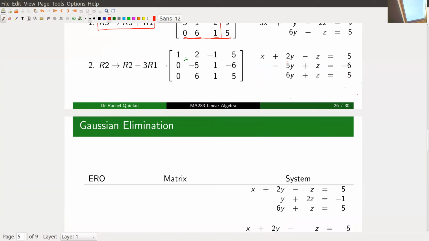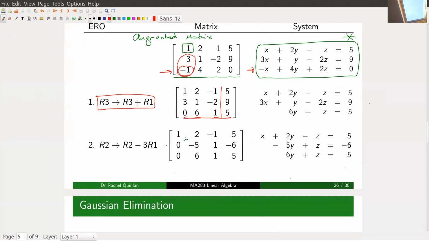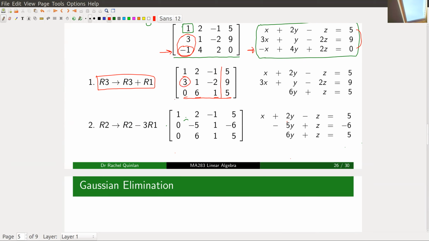Okay, so this is really the sum of the first and the third equation in the original formulation. Okay, that's fine. That's good. That's what we wanted. Next thing I said we wanted to do was get rid of the other non-zero entries below the 1 at the top of column 1.